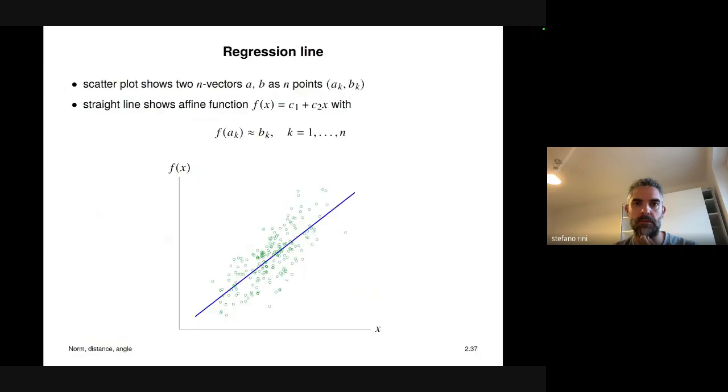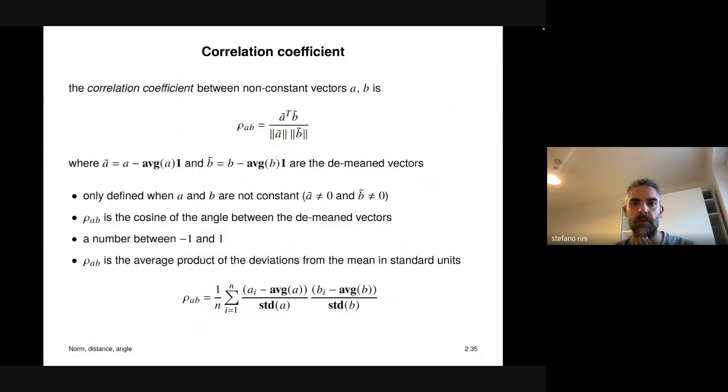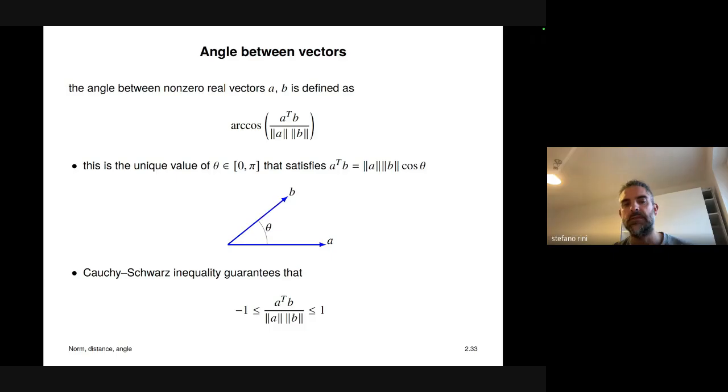Okay, good. So let's just finish with this. Let's go with this part.